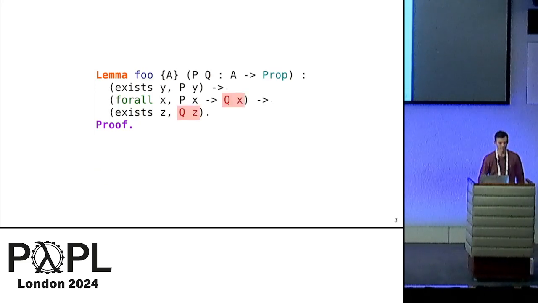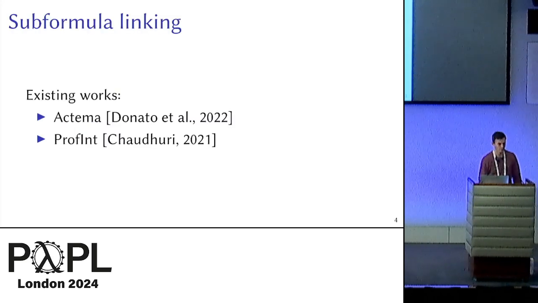But wouldn't it be great if we could actually directly use this intuition we have for using these matching Qs? And not just in this easy example, but also in more complicated examples where we have more quantifiers, maybe conjunctions and disjunctions flying around. So this is what's known as subformula linking. There's some recent work on this in CADE in 2021, and also in CPP two years ago: the ACTEMA system and the PROFINT system.